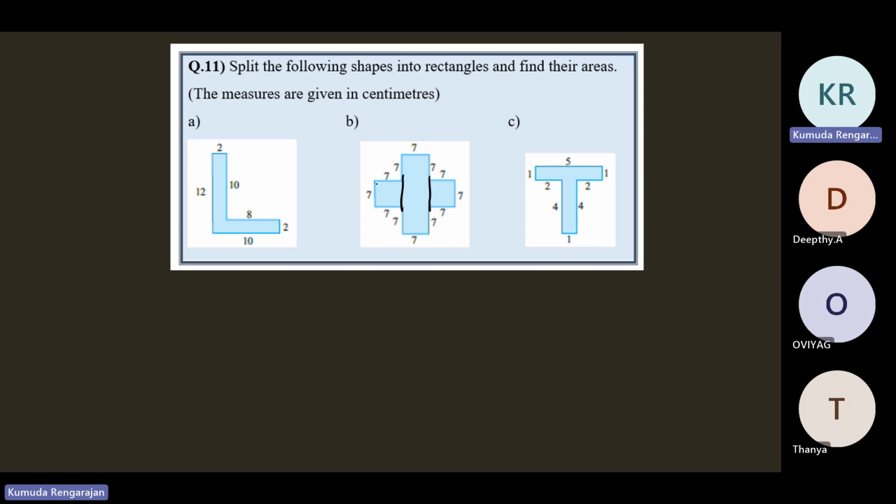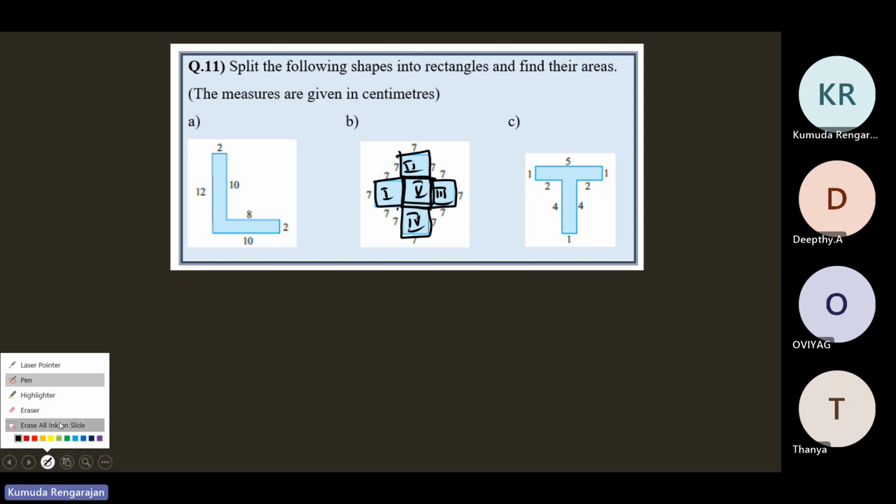Or you can divide it like this. See here, like this. 1, 2, and 3, like this. Or like Deepthi said, you can just, yeah. So now this is a square 1. This is region 1. This is region 2. This is region 3. This is region 4. And this is region 5. This is also fine. You can do it like this also.